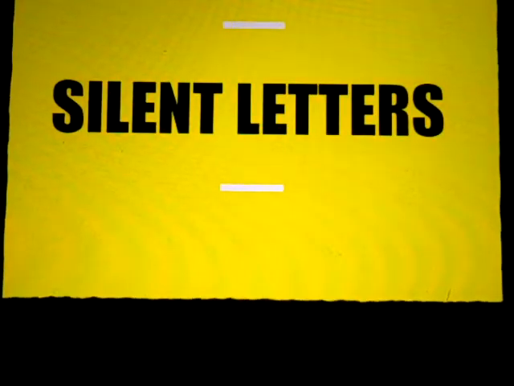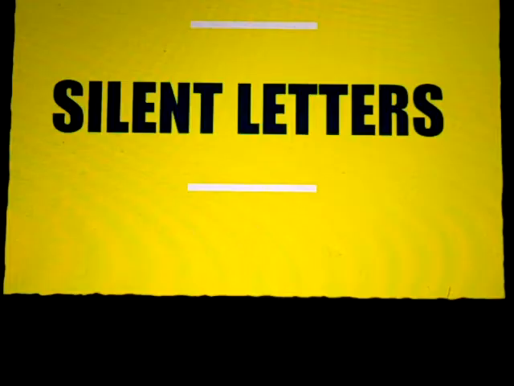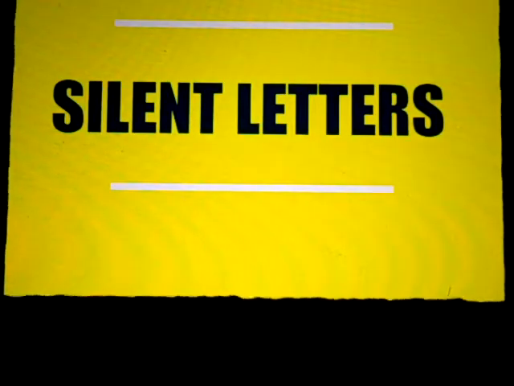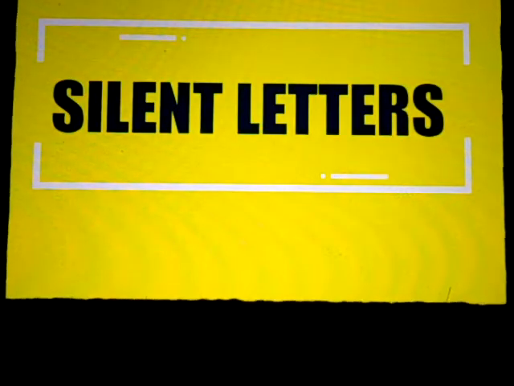In English, there are many words containing letters that are not pronounced. In Gregg shorthand, these silent letters are omitted. Only the sounds that you actually hear are written. Example, the word say would be written S and A. The Y would not be written because it is not pronounced.